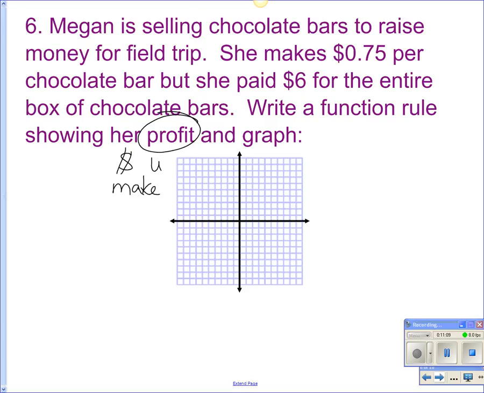How's Megan making money? What's she doing? She's selling chocolate bars for how much? So that's how she's making money. 75 cents per chocolate bar. So that's 0.75x. Okay, you got to be really careful on this one. There's one other number they give you. What is it? 6. This is the money that she's making. Do we add 6 to the money she's making, or do we take away 6?